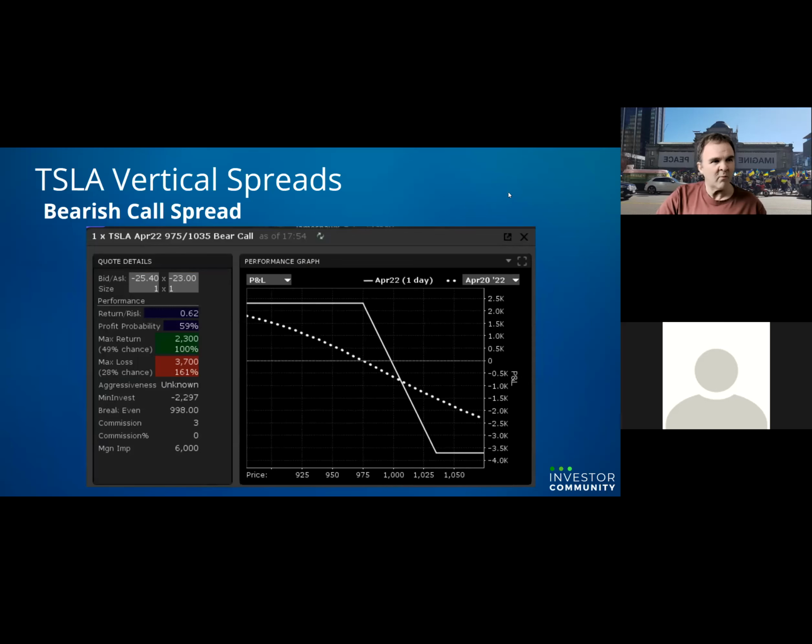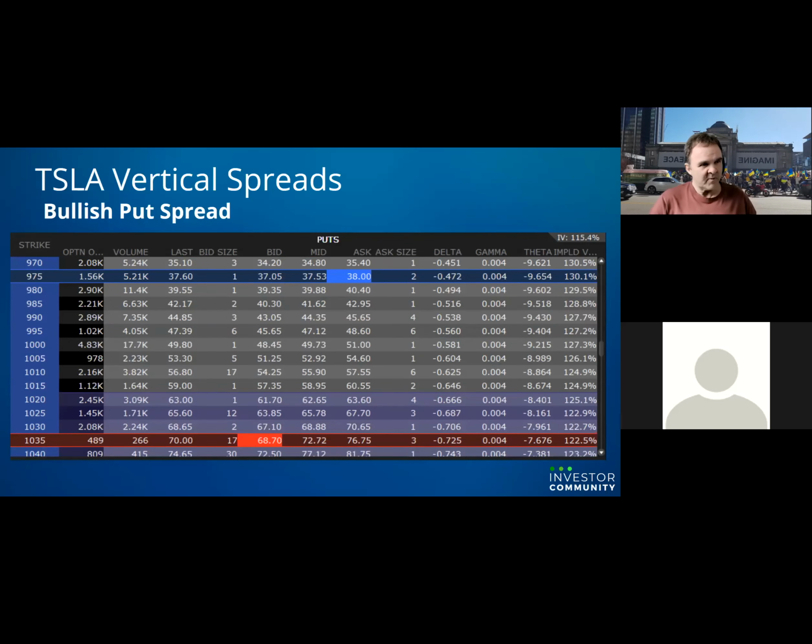We'll move on to one more of these credit spreads. Okay, so this is the bullish put spread. We're bullish on Tesla, but we want to take advantage of that volatility crush. So we're going to play it this way. We're going to buy the 975 put, and we're going to sell the 6870 put. We're going to collect about $30 in premium by doing this.